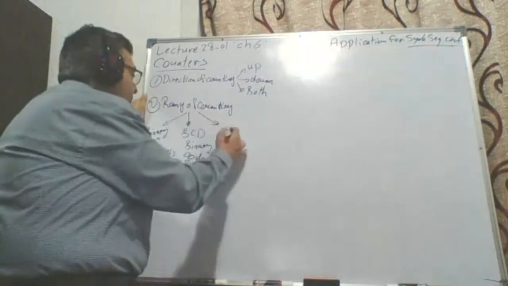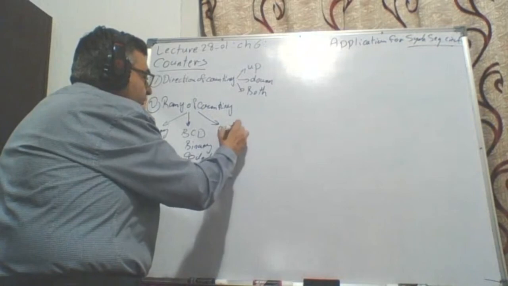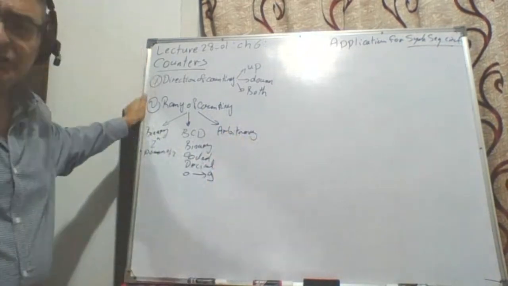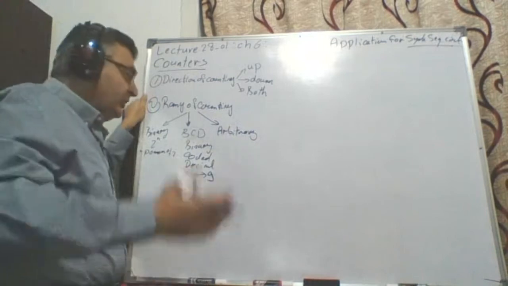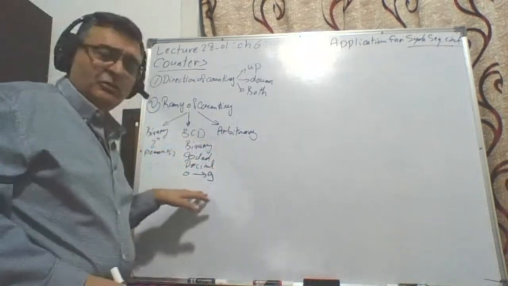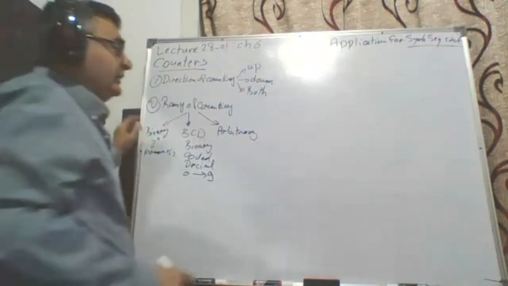The third type of counters is arbitrary. Arbitrary means it counts in any range, okay? Whatever the range is. Fine. Can we take some examples of a BCD counter? Yes.